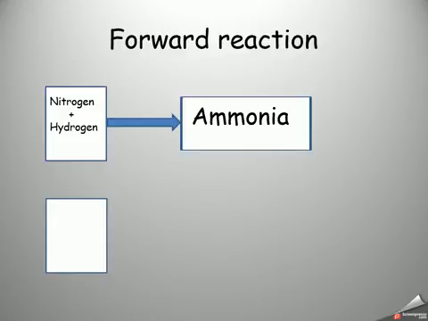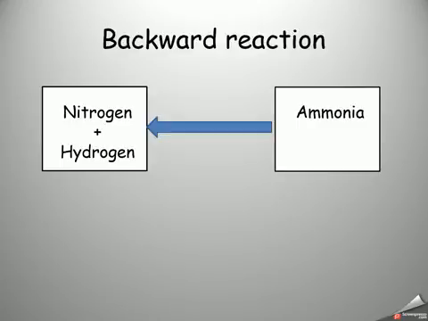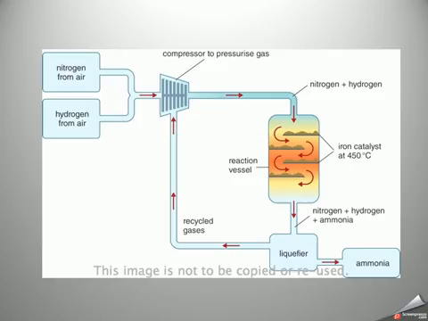So the forward reaction is nitrogen plus hydrogen gives you ammonia. The backwards reaction is that the ammonia will turn back into nitrogen and hydrogen. Okay, now this is the way how we get all of this to react.